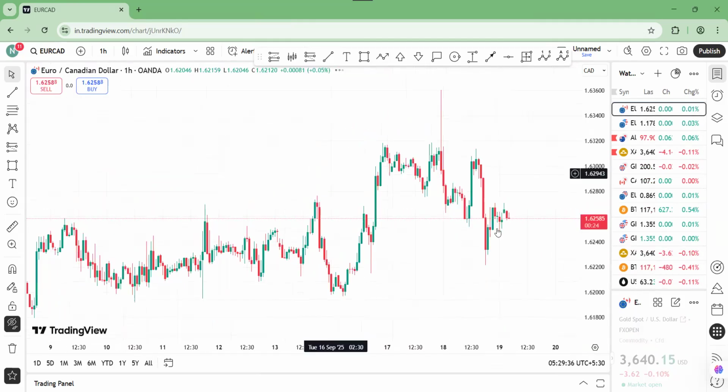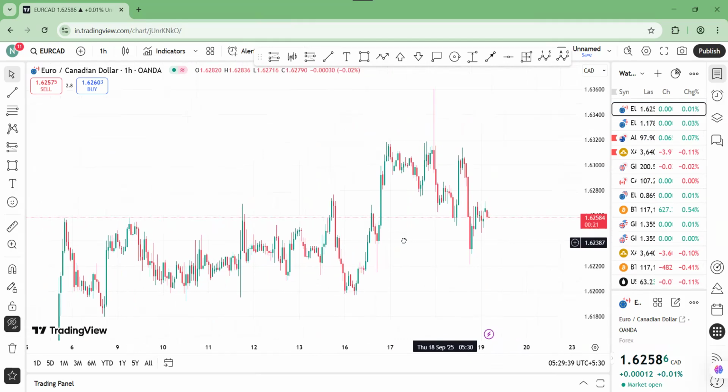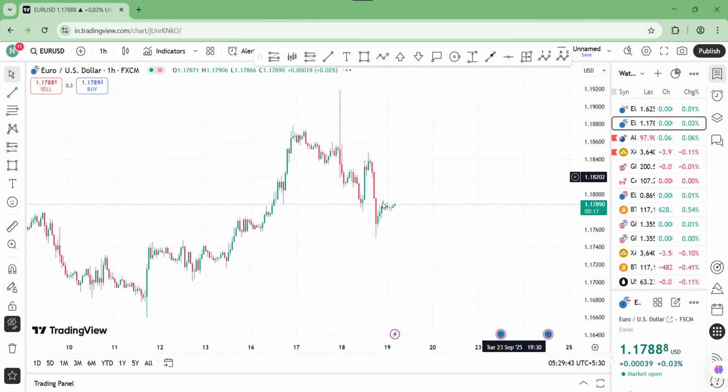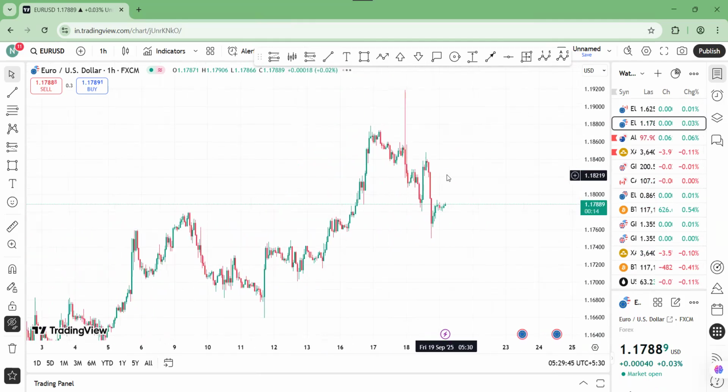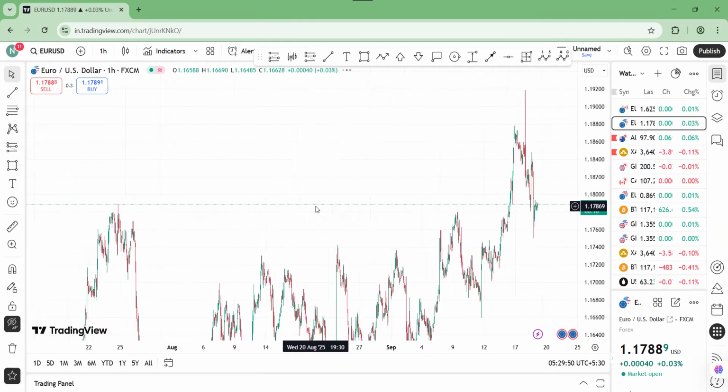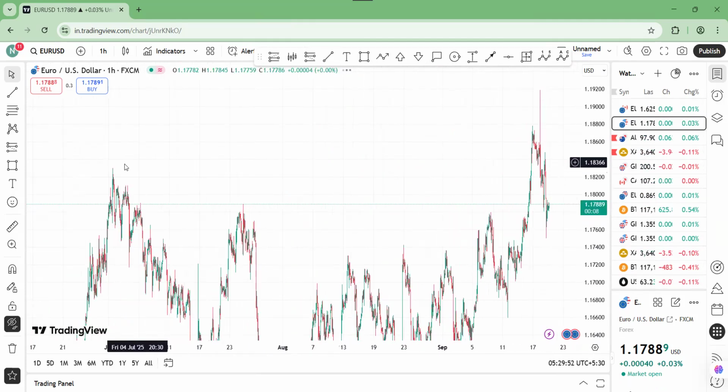If you see everywhere, EURCAD, even when news is there, the same setup on EURCAD. And if you check EURUSD, the same setup. But the thing is, we have to find the past level in Euro. Here is a past level of resistance you have. This is a past level of resistance.